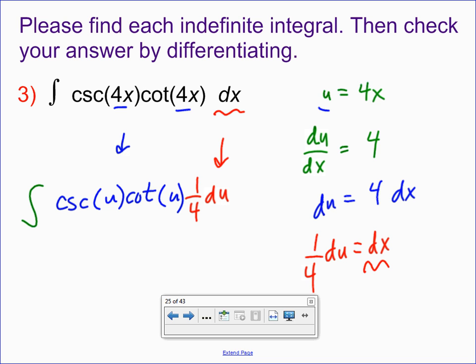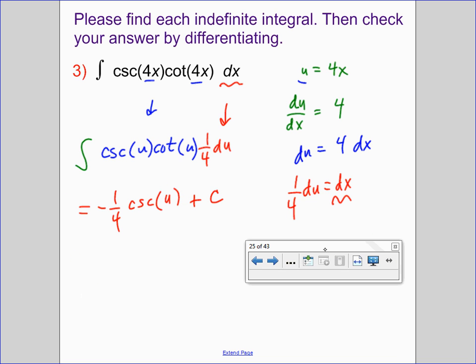Let's do it. Cosecant cotangent must have come from negative cosecant, right? Negative cosecant of u plus c. And so this must have come from a negative, oh, and let's grab the 1/4. There's our 1/4 cosecant of u plus c. Well, because my original had x's in it, then my answer here must have x's in it as well. So let's plug back in for u, and I get negative 1/4 cosecant of 4x plus c.